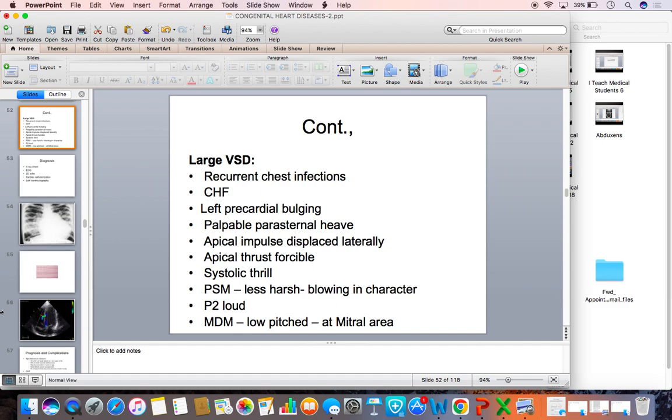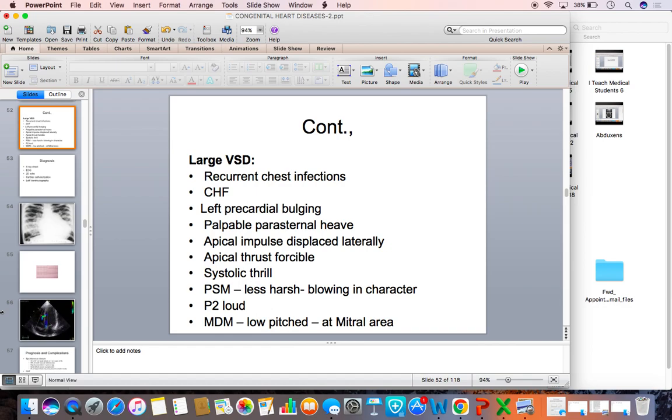You can feel a systolic thrill, and the apical impulse is forcible. A forcible apical impulse indicates volume overload of the chamber, whereas a heaving apical impulse is due to left ventricular hypertrophy. That is seen in conditions of pressure overload, that is, aortic stenosis.